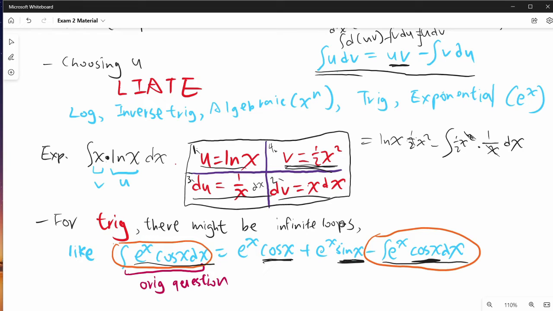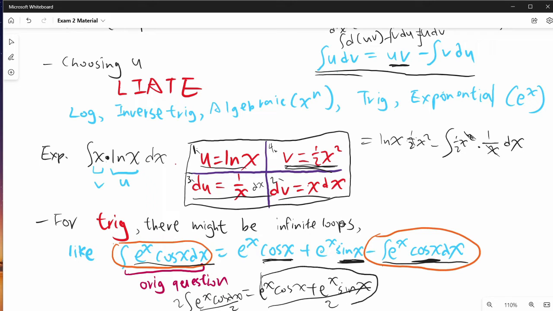Then what you can do is you just move this. This is an equation, right? The left side equals the right side. So you can add this orange thing to both sides. Then you have two times the integral of e to the x cosine x dx equals e to the x cosine x plus e to the x sine x, right? And then you divide both sides by 2, and then you're done. This is your answer. That's quite genius, isn't it? Sometimes you just gotta break the loop.